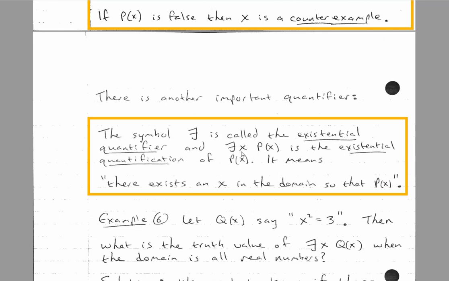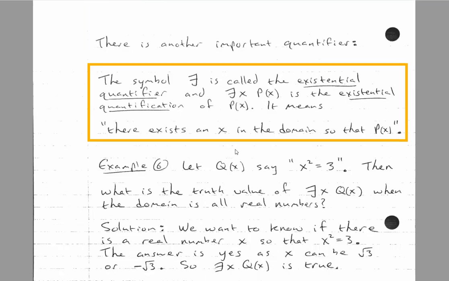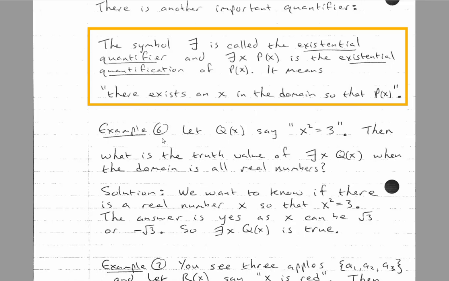Alright, so now we're worrying about existence instead of for all. Example 6, let q of x say x squared equals 3. Then what is the truth value of there exists x so that q of x, when the domain is the set of all real numbers? As x runs through all the real numbers, does there exist an x to make q of x true, to make x squared equal 3?